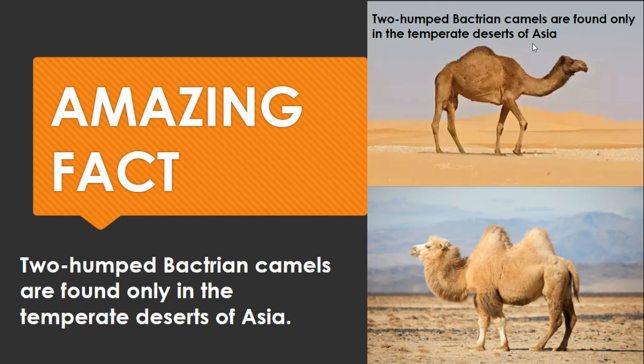due to these adaptations. Now time for another amazing fact. Two-humped Bactrian camels are found only in the temperate deserts of Asia. And children, you know that one-humped camels are found in the tropical hot deserts of Asia and Africa. So the second picture is of two-humped Bactrian and the first picture is of one-humped camel.